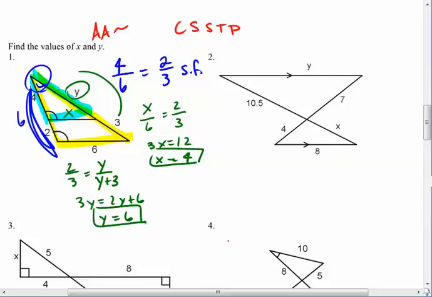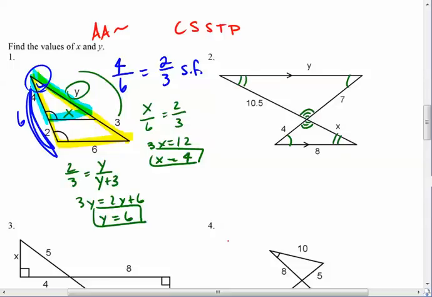Alright, number 2, let's see, I have parallel lines, so alternate interior angles are congruent, which gives me the 2 angles that I need. But then of course we've got vertical angles as well, so we've got everything we need. These 2 triangles are congruent, the upper and the lower. Or, excuse me, not congruent, similar. So let's see. We are going to match up. Well, first we need a scale factor.